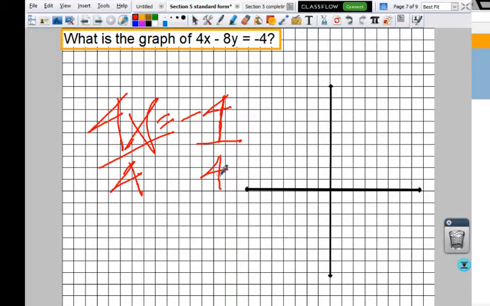Alright, and we're going to get x equals negative 4 over 4. Help him out, Jared. What's negative 4 over 4? Then that'd be negative 1. Yep, so we get x equals negative 1. I'm a genius. Sure. Alright, we get x equals negative 1.